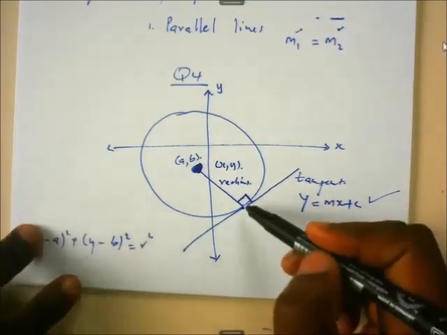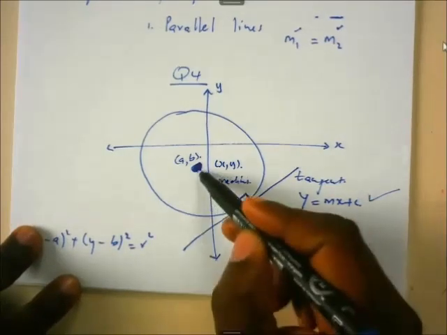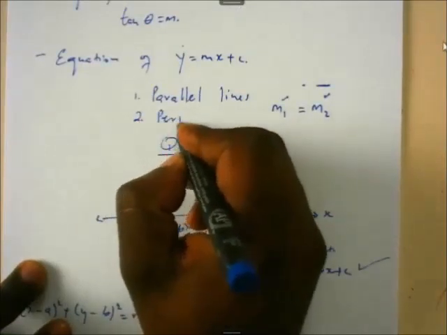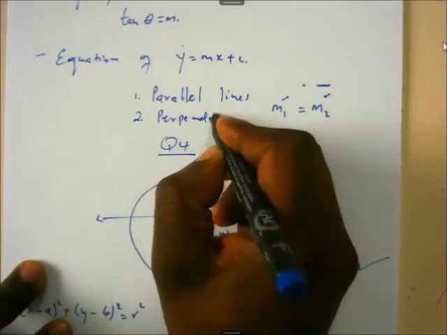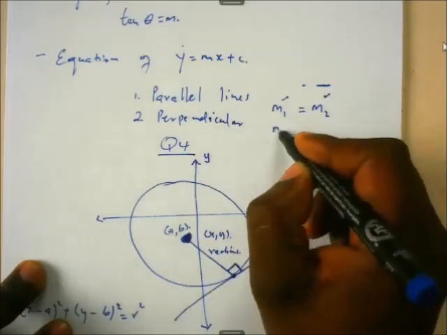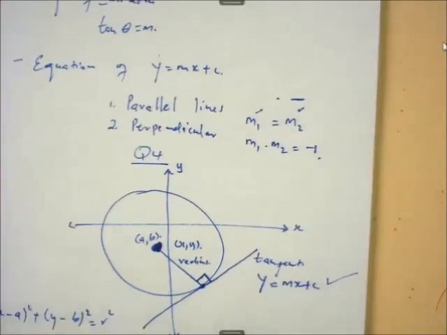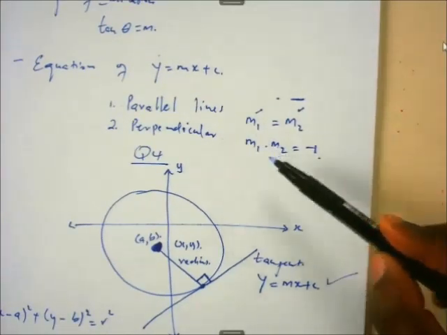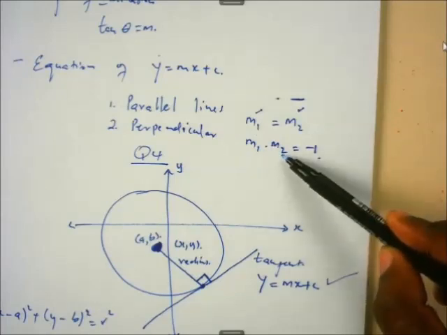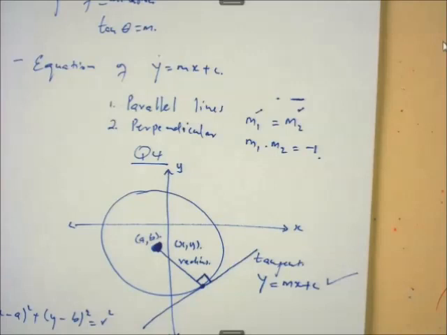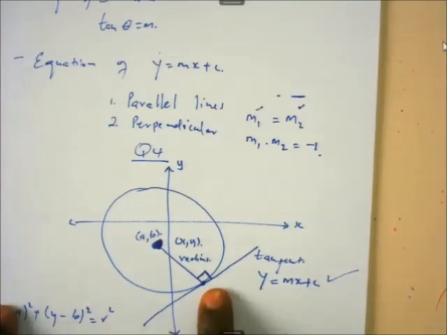And once the lines are perpendicular, you see now the radius and this tangent, they are perpendicular. Number 2 here we write: for perpendicular lines, the product of the two gradients must be -1. Perpendicular lines now, the first gradient multiplied by the second gradient, the product must be equal to -1 when the lines are perpendicular to each other. Keep that in mind. It's very important when you come to this part of the question.